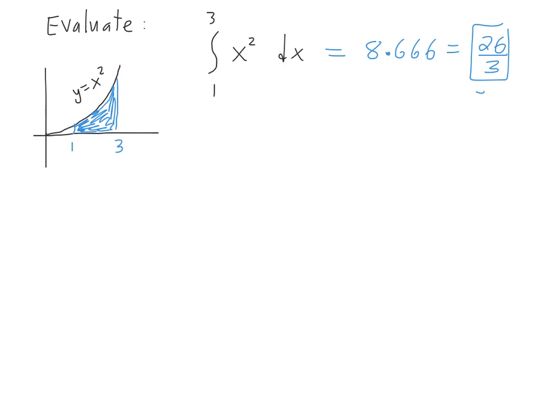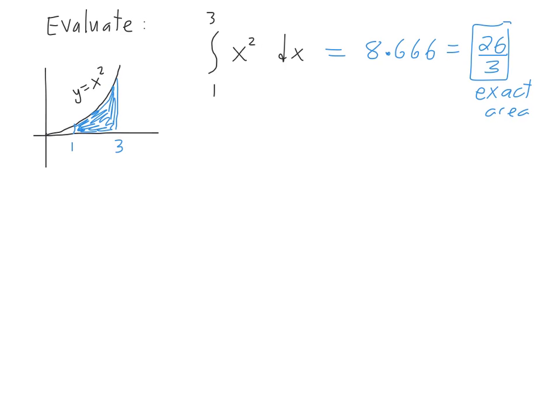So this is the exact area under the curve. That 8.6 is not exact. Of course, 26 over 3 is. So that's our exact area. Again, we got that just using fnInt. So let's show how we can use the fundamental theorem of calculus to get that 26 over 3 number.